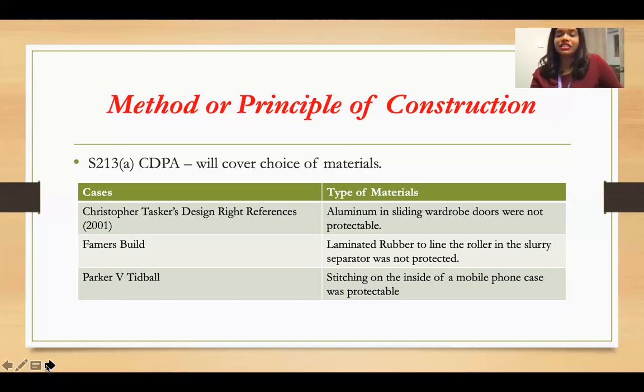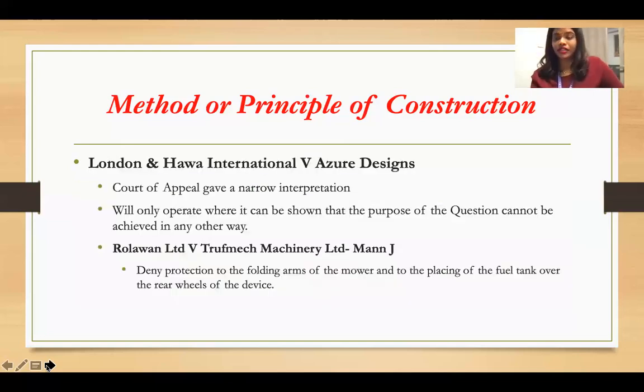But if there are so many other methods, like in the case of Rolla One, placing the folding arm on the fuel tank, the court said that no, I won't protect this because if I protect this method you use, other people cannot put any other machine in any other places.